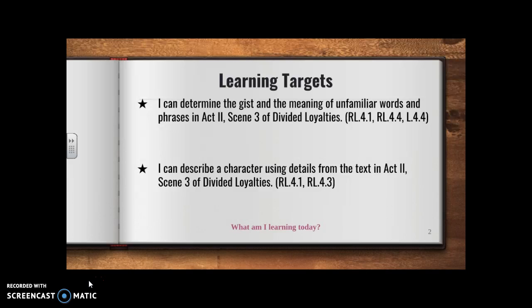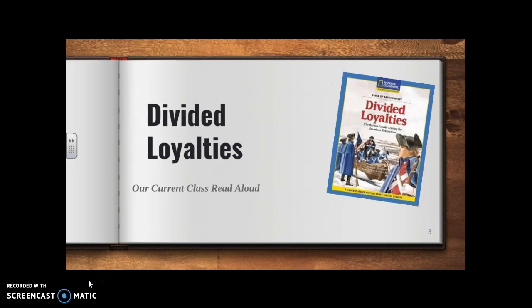What you see on the screen are daily learning targets. As I stated, our current class read aloud is Divided Loyalties. This story is all about the American Revolution. So we're taking a step back in history and spending time learning about this powerful moment in our country. Students are expected to read deeply and think.